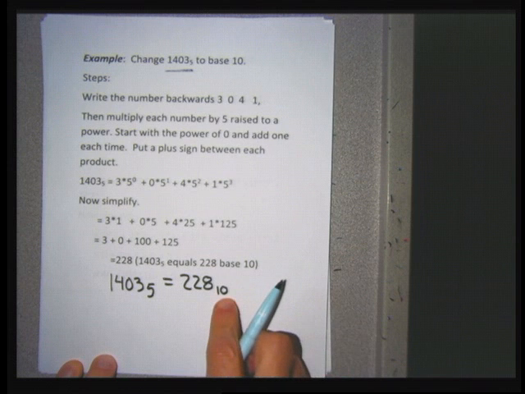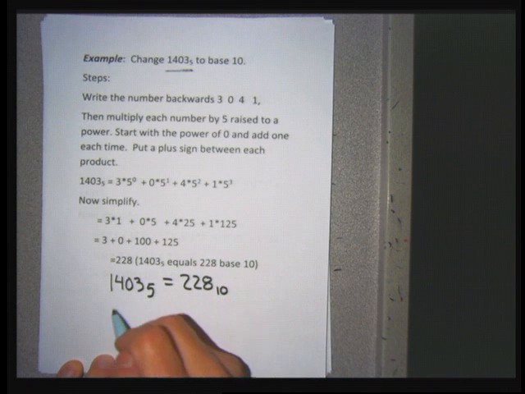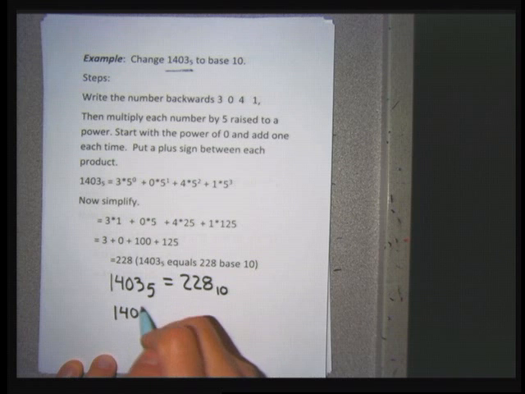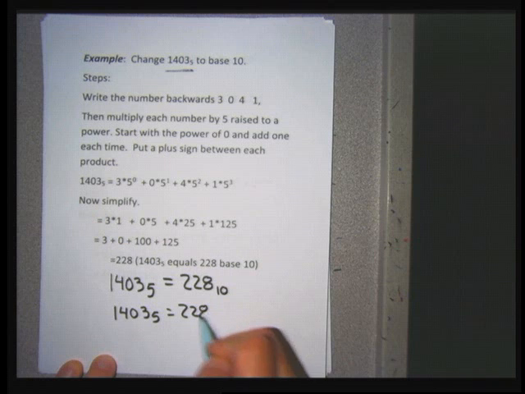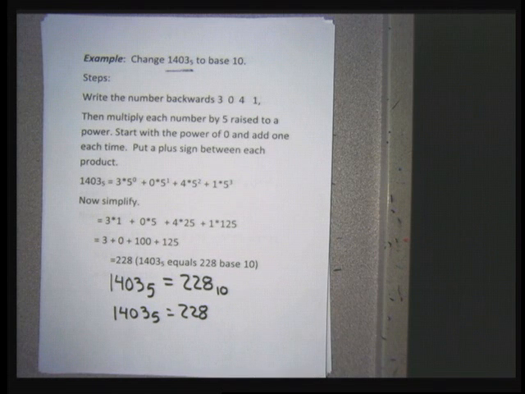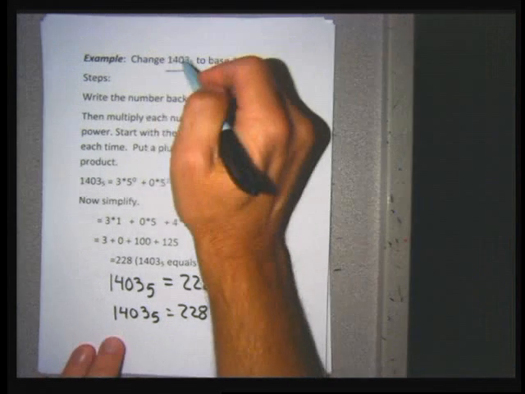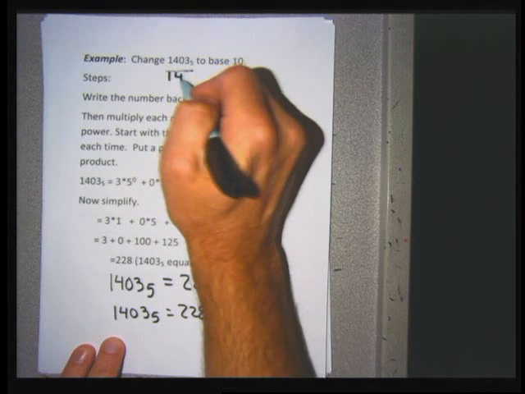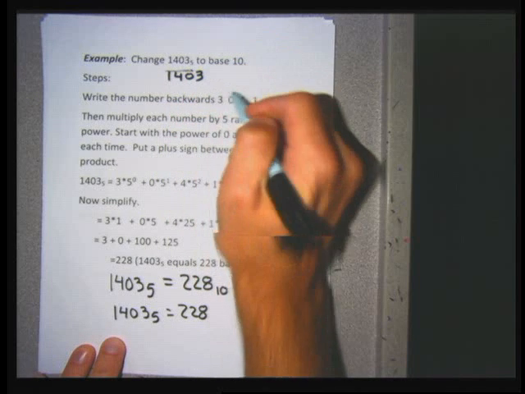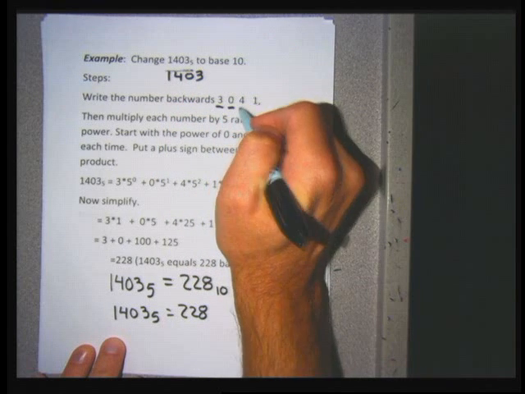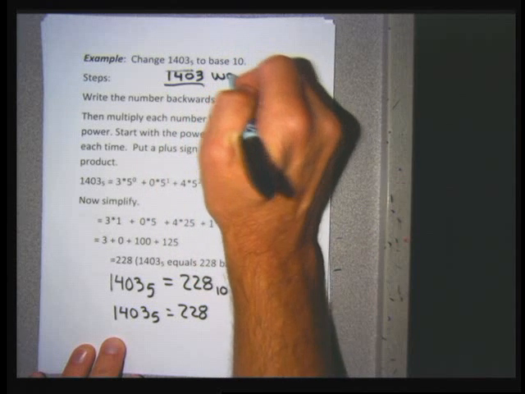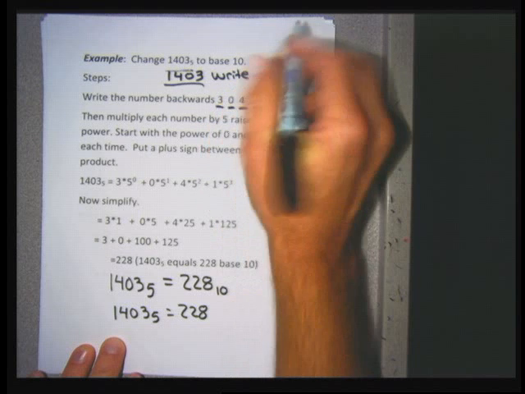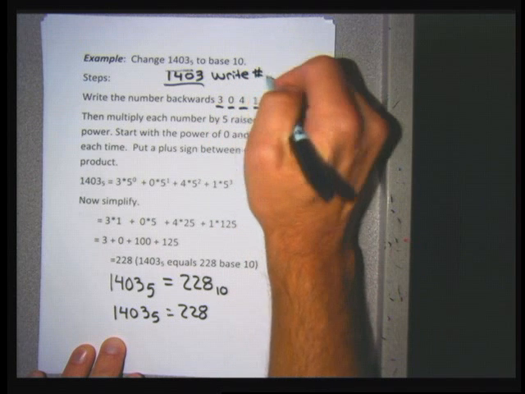And when the base is 10, you generally don't write the subscripted number, but if the base of a number is anything other than 10, you generally write that. So 1403 base 5 is equal to 228. How did I get that? It's not terribly hard. First step is to take the number and write it backwards. So the number without the base is 1403. I wrote it backwards as 3041. Just exactly wrote the number backwards. So step 1 to convert from any base other than 10 to base 10 is to write the number backwards.